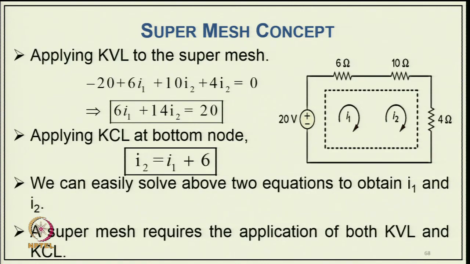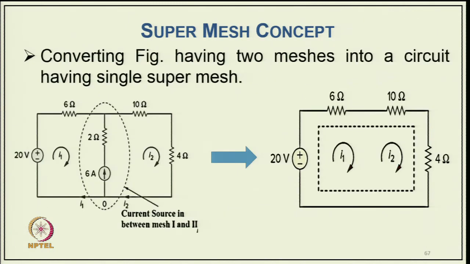From this we can find, applying Kirchhoff's voltage law to the super mesh: minus 20 plus 6 I 1 plus 10 I 2 plus 4 I 2 equal to 0, that is the outer mesh you can call it. So we get 6 I 1 plus 14 I 2 equal to 20, and applying KCL at the bottom node we find I 2 equal to I 1 plus 6 from this circuit.